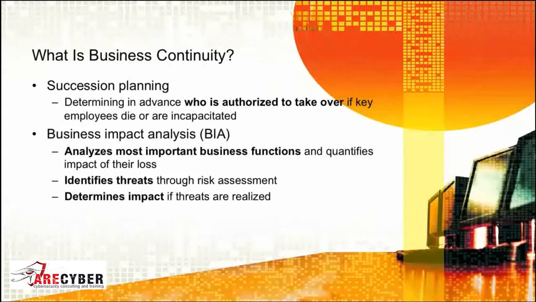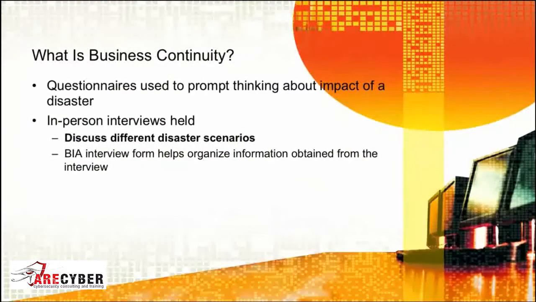These elements will be part of your BIA, or your business impact analysis. It analyzes the most important business functions and quantifies the impact of their loss to that organization. It will identify the threats through the risk assessment portion and determines the impact of those threats if they are realized. You should develop a questionnaire. You'll hand these out to managers and key leaders as to their focus for their portion of business operations. It will discuss different disaster scenarios. The BIA interview form helps organize information obtained through the interview process.